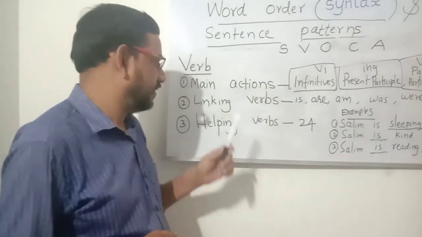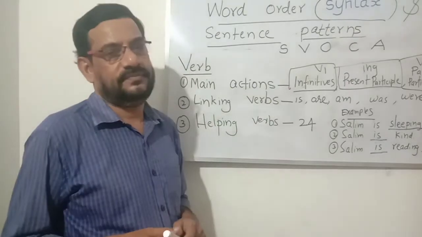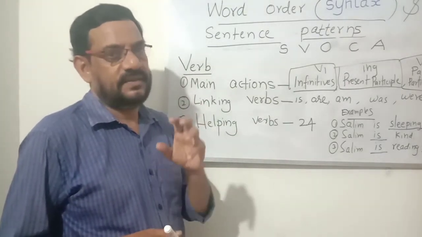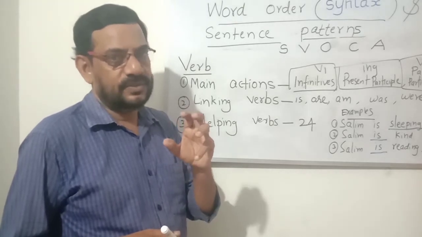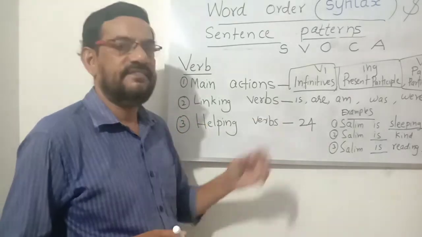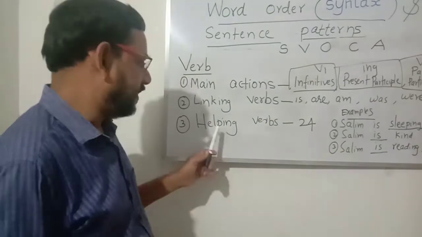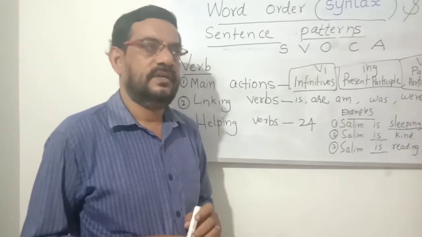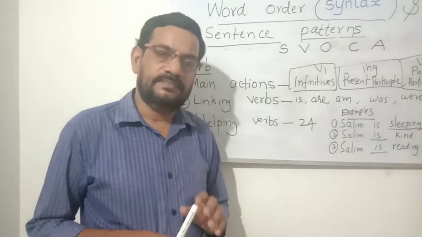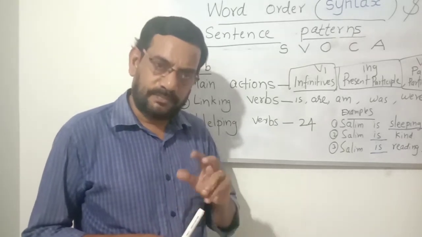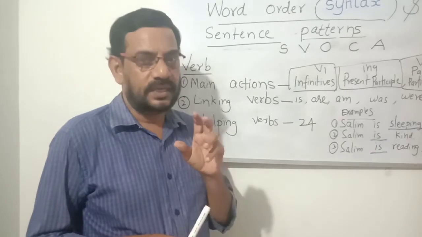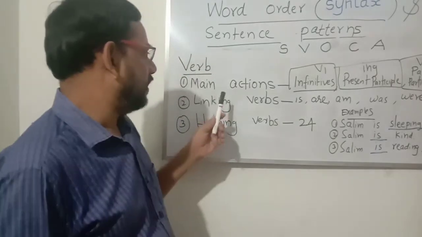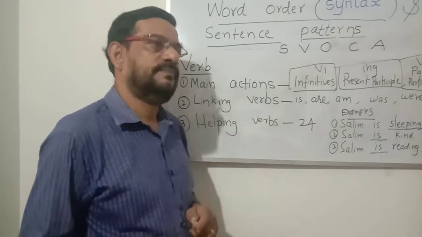Okay. The second type is linking verbs, or linking words. If verbs are used to link words, they are linking verbs. Okay. The last one is helping verbs, or auxiliaries. Helping verbs or auxiliaries are used to support the main verb, to show the tense of the main verb. Okay. Now we can check the first one, main verbs.